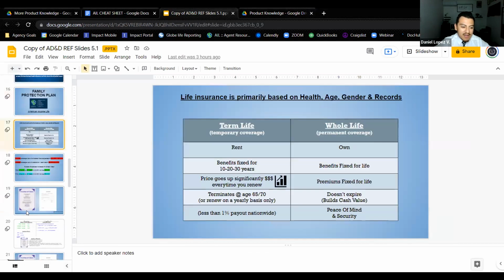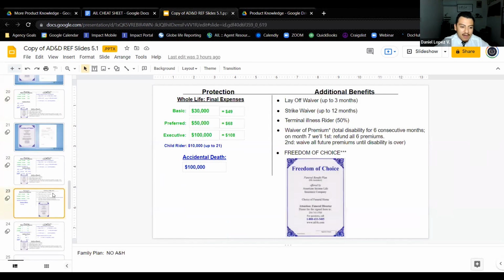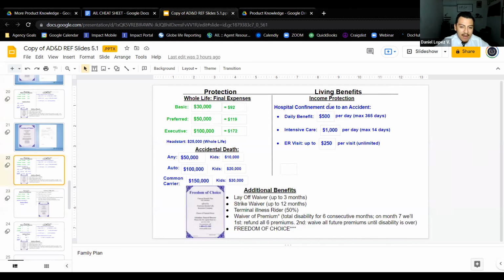You guys still see everything I share, right? So everything I'm going through. Okay. This is why the family plan here is as an income protection, A71. Mhm.